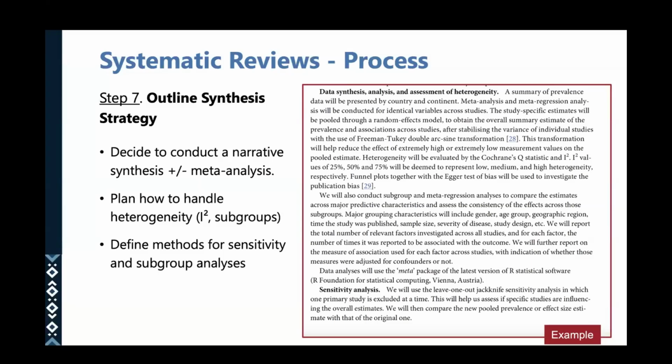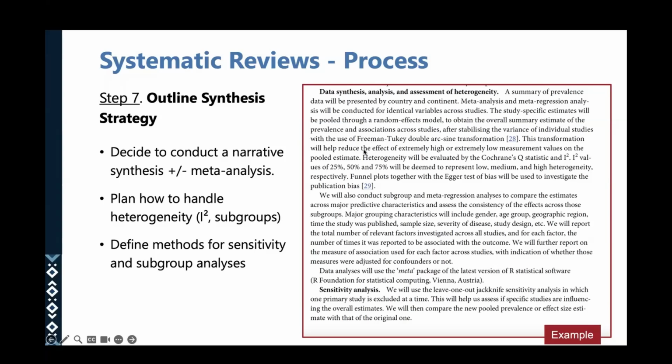And so here we describe particularly how we are going to synthesize numerical data, so how we are going to conduct meta-analysis. We describe the meta-analytic and meta-regression analysis, both for getting the pooled prevalence and for getting the associations for the second review question. We said we're going to use a random effects model to get the pooled prevalence. And we're going to use several different statistical strategies for adjusting the variance from the different studies.